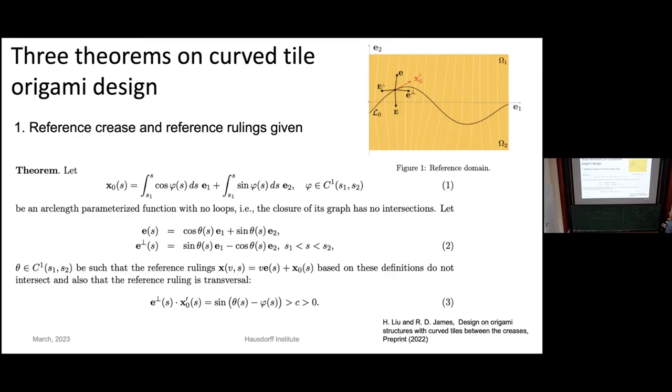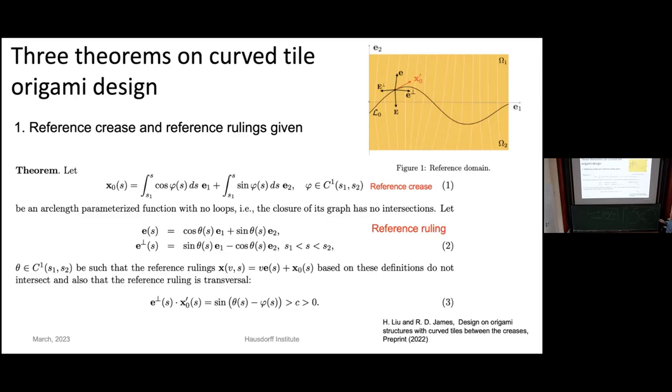So the idea is to come up with an isometric mapping given only this information, reference rulings and reference crease. So here goes. We give the reference crease. We give this angle phi of s, we give the arc length parameterization. It's in the plane, so it's a very simple formula.